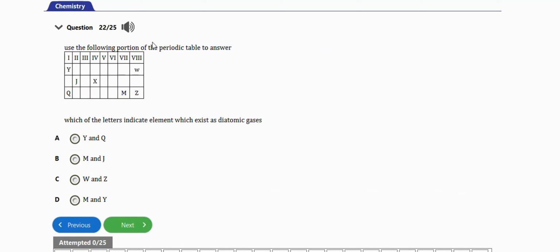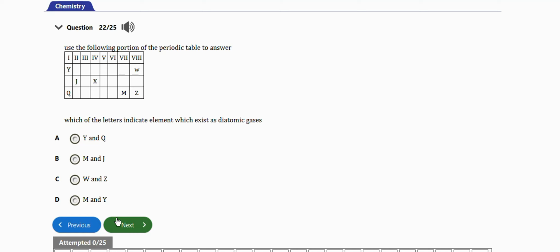It says use the following portion of the periodic table to answer this question. Which of the letters indicate elements which exist as diatomic gases? So it will be the one under group 7 and group 1: hydrogen gas, and this could be iodine gas. So the right option is the one that has Y and M. So option D is the right answer for this question. So that's it for this question.